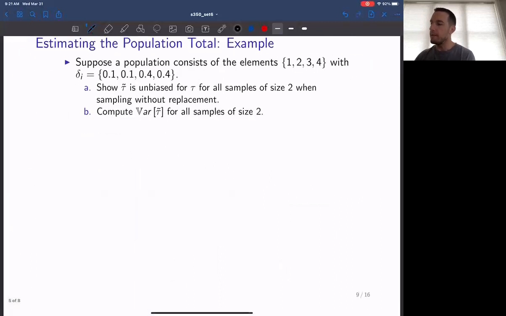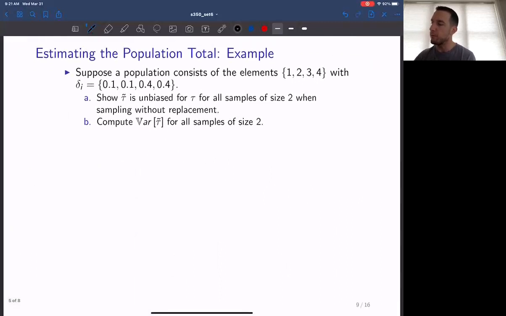All right, so in this situation, we are going to sample without replacement. We have the same population, so we have a population with units 1, 2, 3, 4. The probability of observing each of the 4 units is 0.1, 0.1, 0.4, 0.1. We want to show that tau tilde is unbiased for tau for all samples of size 2 when sampling without replacement, and then compute the variance of tau tilde.